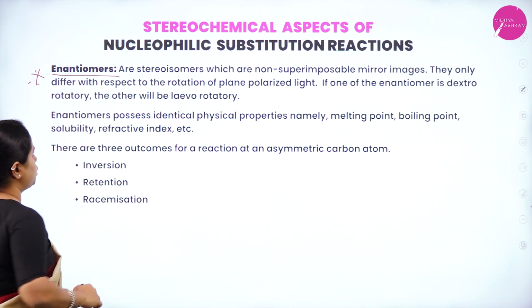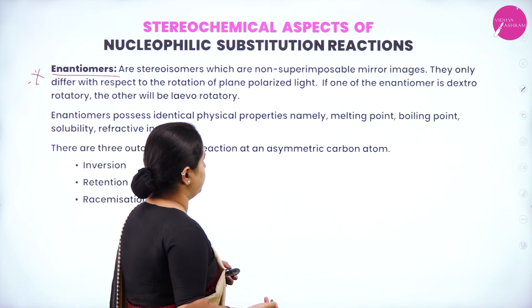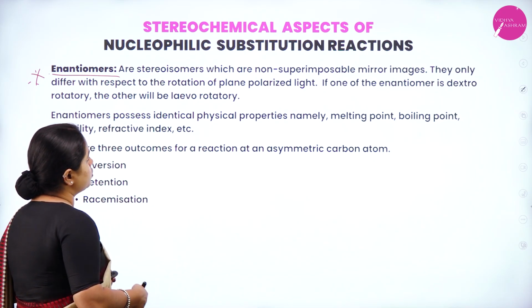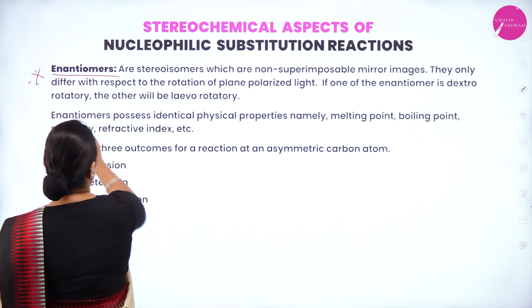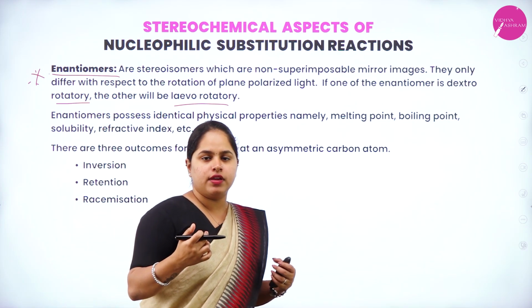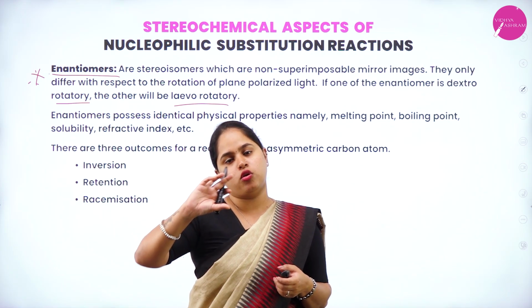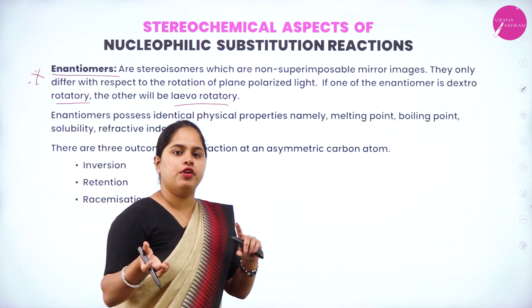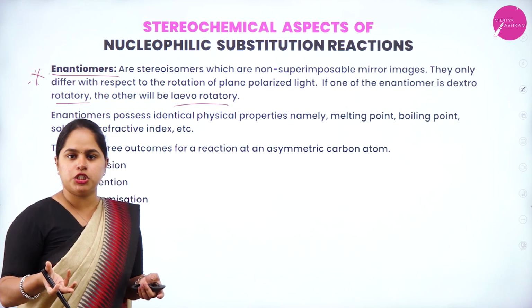What are enantiomers? They are stereoisomers which are non-superimposable mirror images. They only differ with respect to the rotation of the plane polarized light. If one of the enantiomers is dextrorotatory, the other one will be levorotatory. We have already discussed that when plane polarized light is passed through a substance, if it rotates to the right, it is dextro. If it is rotated towards the left, it is levo. So this pair is called an enantiomer.